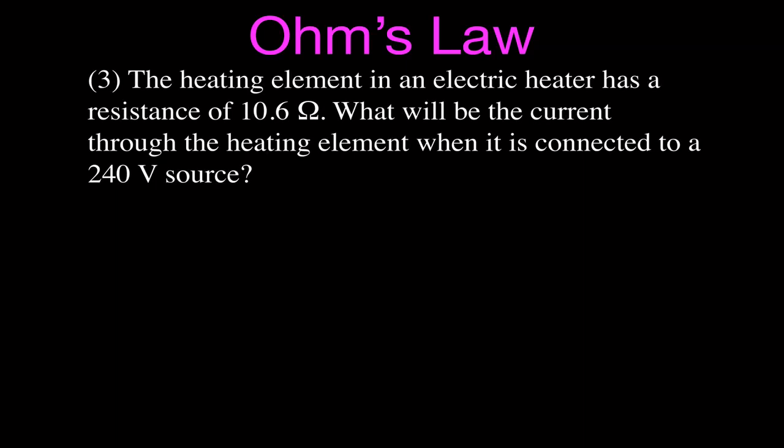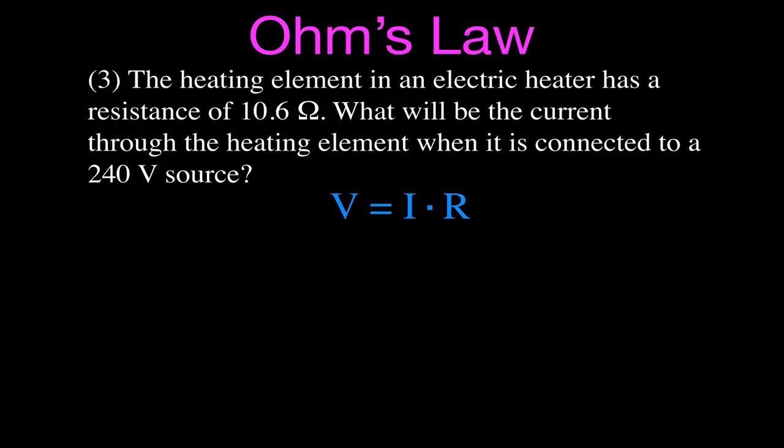Number 3 is simply the heating element of an electric heater has a resistance of 10.6 ohms. What will be the current when it's plugged into a 240 volt source? So in this case, we're going to start out with Ohm's Law, V equals I times R, and we want to know what the current will be.